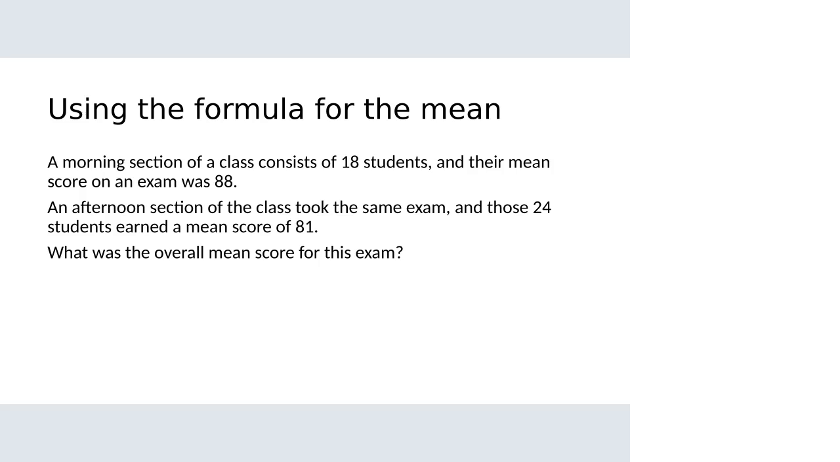A morning section of a class consists of 18 students, and their mean score on an exam was 88. An afternoon section of a class took the same exam, and those 24 students earned a mean score of 81. What's the overall mean score for this exam? What you don't want to do here is say, well, there's an 88 and an 81, I'll just find the mean of those 2 numbers and have my overall mean. Why is that no good?